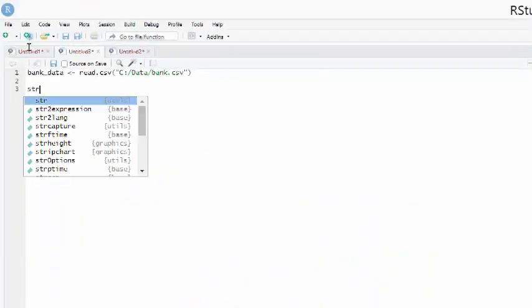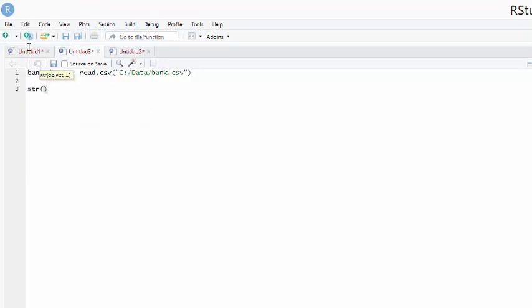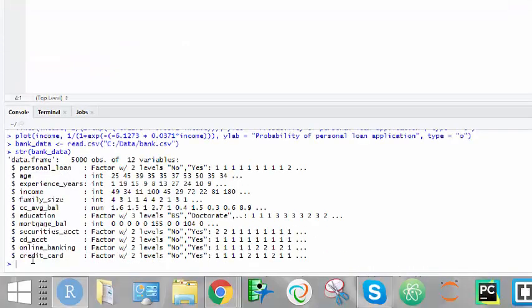Now let's take a look at the structure, kind of to remind ourselves what it looks like, what's inside. So I'm going to look at the structure of the bank_data, just like that. So let's take a look. Well, first of all, 5,000 observations, true? So the file contains 5,000 customers. And about each customer, we know 12 different things, 12 columns, variables, right?